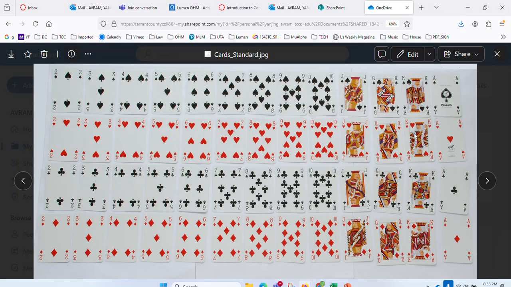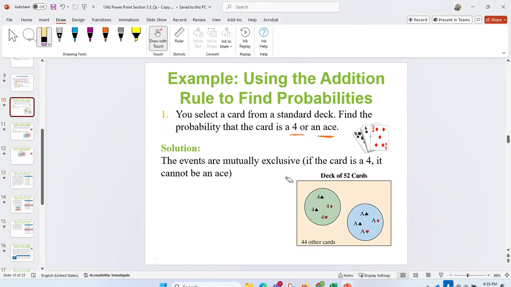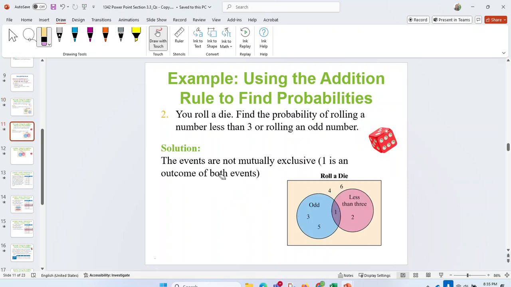If you look at this one, you see a 4. You have 1, 2, 3, 4: four of them are 4s. And then you also have 1, 2, 3, 4: four of them are As. So apparently 4 and A are mutually exclusive, because there is no overcount in here. So you can just add the 4s and the As together. A card that is a 4 cannot be an A, right? So this one is mutually exclusive.